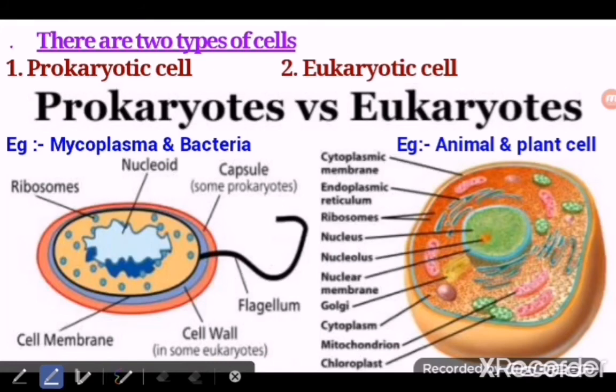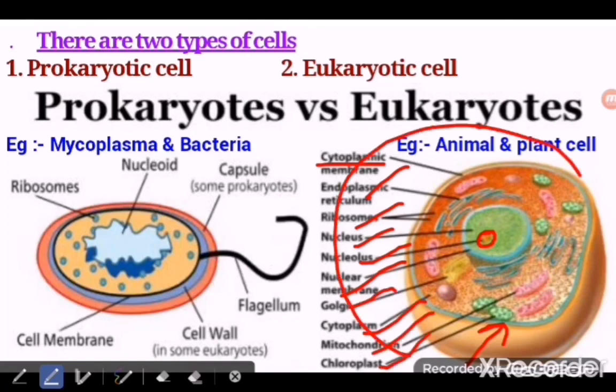In the eukaryotic cell, outside of the cell is the cell membrane, and inside the cell the cytoplasm is present. Inside the cytoplasm different cell organelles are found, just like endoplasmic reticulum, ribosomes, nucleus, and nucleolus, the bead-like structure present inside the nucleus. Nuclear membrane, Golgi body, mitochondria, chloroplast. All these structures are known as the cell organelles present in the eukaryotic cell.